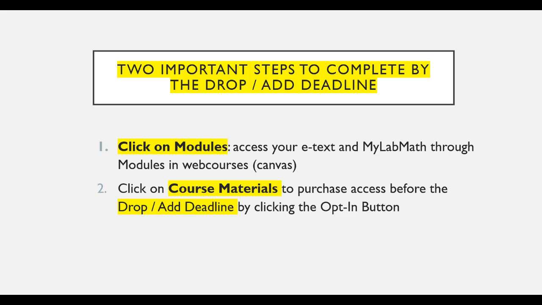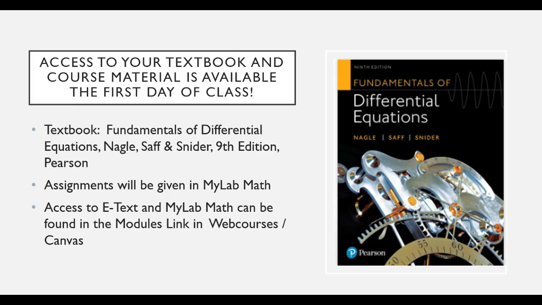There's two important things to complete before the drop-add deadline. That comes up very fast. So number one, make sure you click on Modules, and this is where you'll access the e-text and MyLab Math, and that is by first logging into web courses or Canvas and finding the Modules tab. The second important thing to do is, again, go into your web courses course and then look for the Course Materials tab on the left. This is where you'll purchase access. And make sure you do this before the drop-add deadline. And now I'll show you where you can find those.